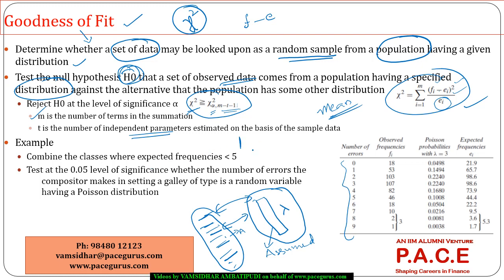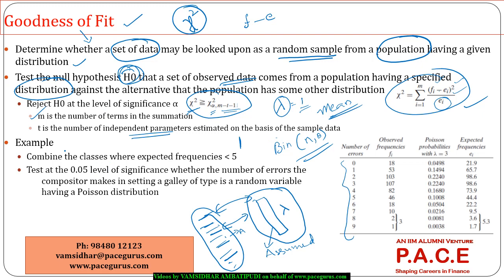In a Poisson distribution, there is only one parameter called lambda, so the estimate is only 1, and t will be 1. But if I am talking about a binomial distribution, I have two parameters, n and theta, and I have to estimate both of them. In that case, my t is going to become 2. So that is the degrees of freedom that I really need to look at.